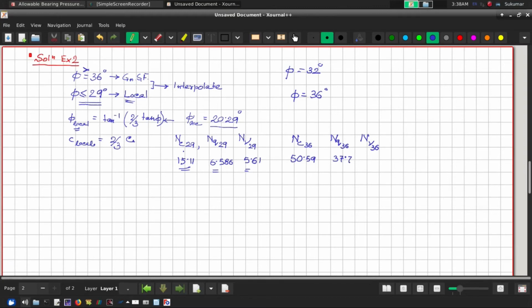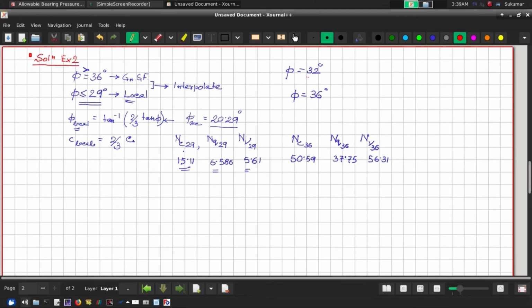37.75. You need to calculate them by putting in the formulae. I have already calculated and I am writing the values here, and N gamma for 36 is 56.31. Okay, now I need to linearly interpolate for a value of phi equal to 32.